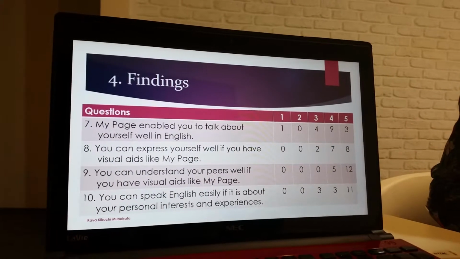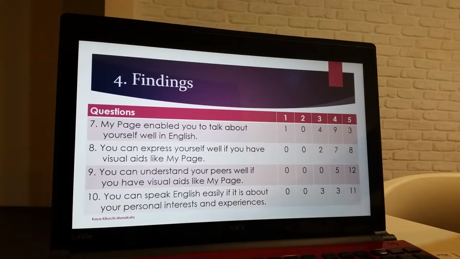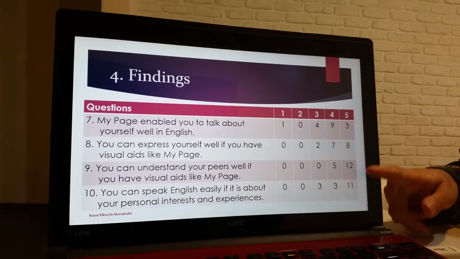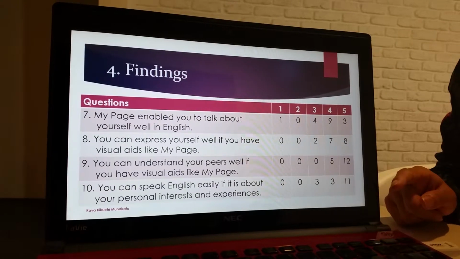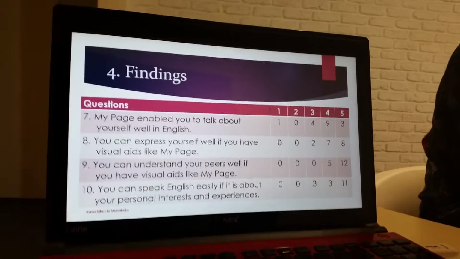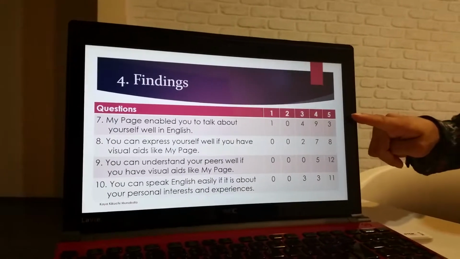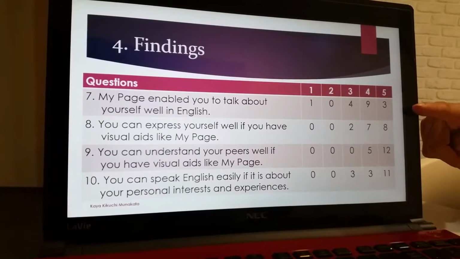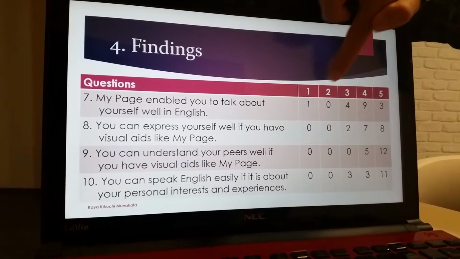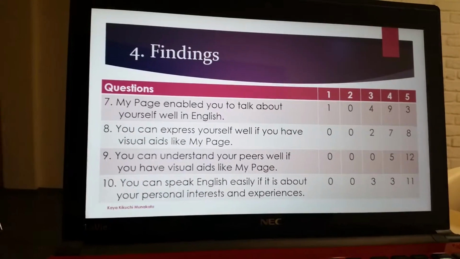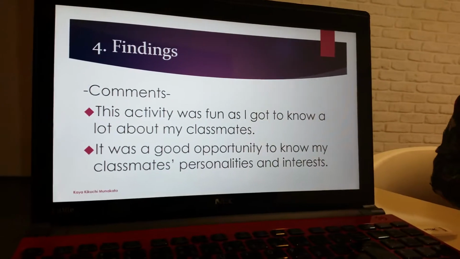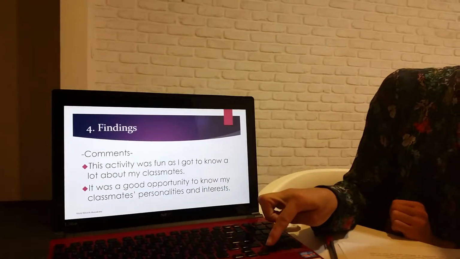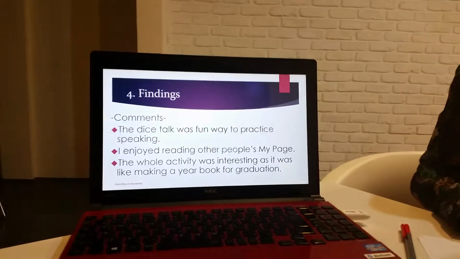As I said earlier, the students did not hesitate to share their personal life experiences, interests, and background with their peers. Rather, as questions 7 to 10 indicate, they claimed that their My Pages helped them express themselves well and learn about their classmates well as a visual guide. However, if you look at question 7 again, when it comes to using English, on one hand, speaking English turned easier for most of the students, but it's not really true to everyone in the class. Here are some of the actual comments from the respondents. Here's more.